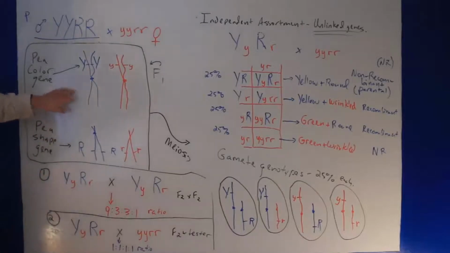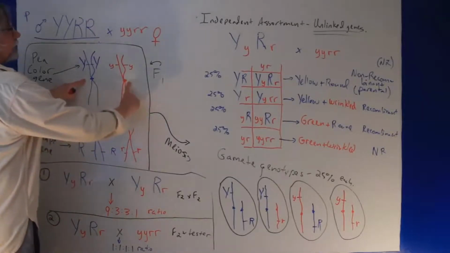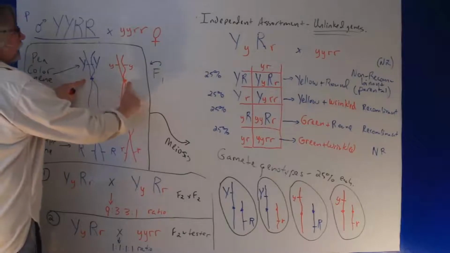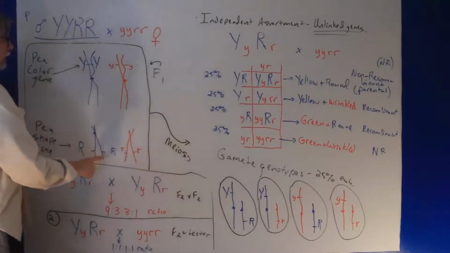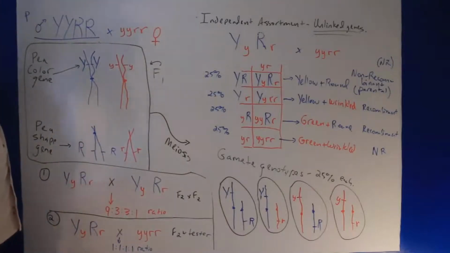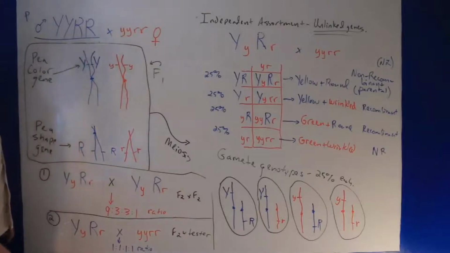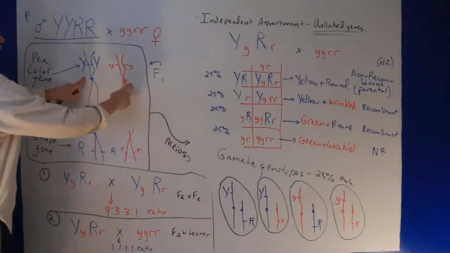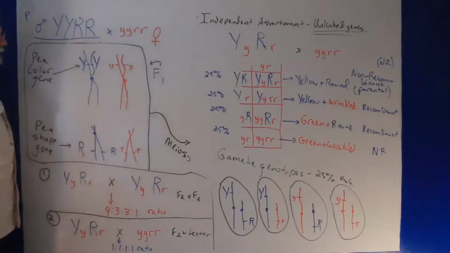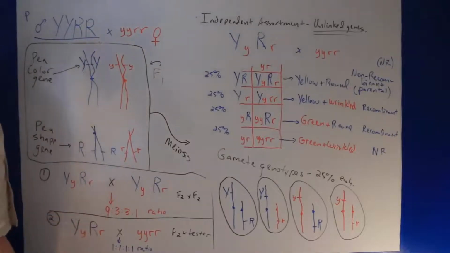Okay, when this double heterozygote undergoes meiosis, the law of independent assortment states that the alleles from the pea color gene are going to go into gametes independent from the alleles of the pea shape gene. Mendel didn't know the reason why, but the reason is because these genes are on different chromosomes. How this chromosome behaves in meiosis is completely independent of how this chromosome behaves. They're going to assort independently of each other into gametes.